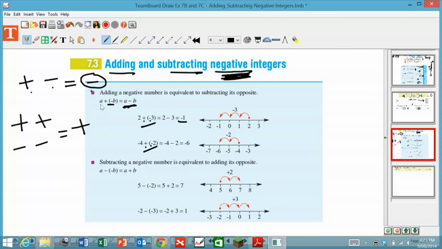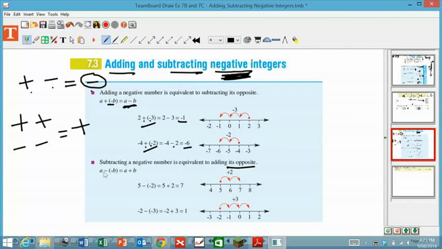Positive and negative gives us a negative, so we end up with -4 minus 2. So we rewrite the equation just with one sign in there, not the two. Okay, so if we start at -4 and drop 2 degrees, we end up at -6, which gives us our answer. Alright, so subtracting a negative number is equivalent to adding its opposite.